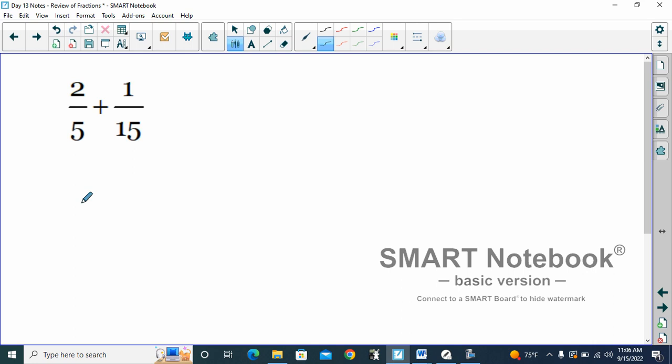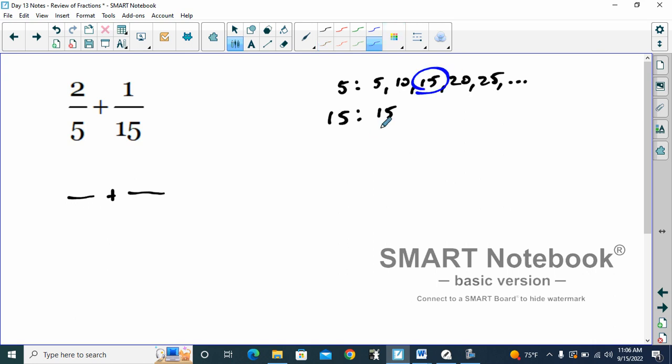So 5 and 15, we want the least common multiple between 5 and 15. Might be able to just think about it and come up with it. If not, we can list out the multiples of 5: 5, 10, 15, 20, 25, 30, and the multiples of 15 until we find one that matches. Well, the first one's 15, and that was on this list here. 15 is the least common multiple. So that's what I want to make both of my denominators.